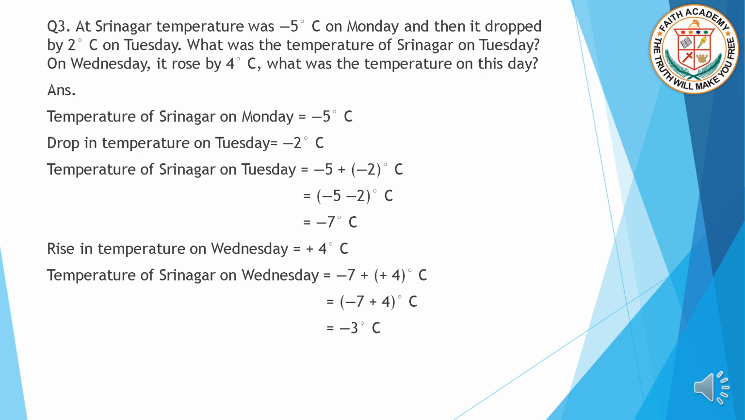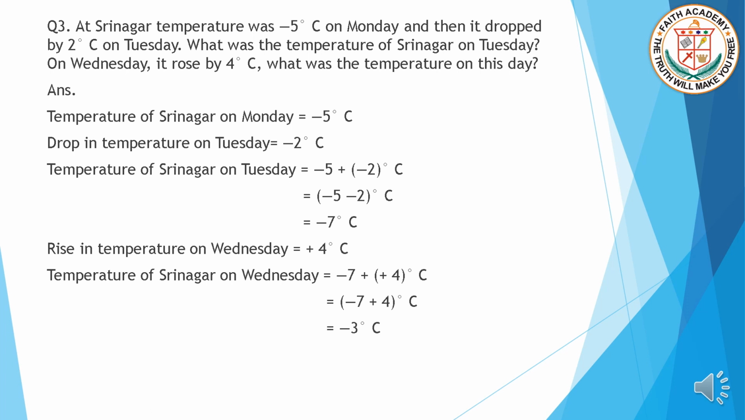Since we already know that on Tuesday the temperature was -7 degrees Celsius, we have to add that temperature with the rise in temperature. So the temperature of Srinagar on Wednesday becomes -7 plus 4 degrees Celsius. Whenever two signs come together, we use the rule of sign. So plus plus remains plus.